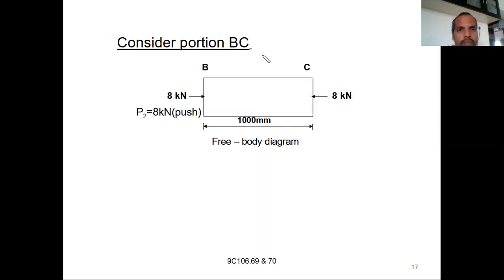Now let us go to the portion BC. BC is subjected to 8 kilonewtons. Where has this 8 come from? In the problem, nowhere is 8 given. Why 8 is coming, I will explain to you here. I will show the full diagram so that it will be clear. Then only you will get the concept of it.